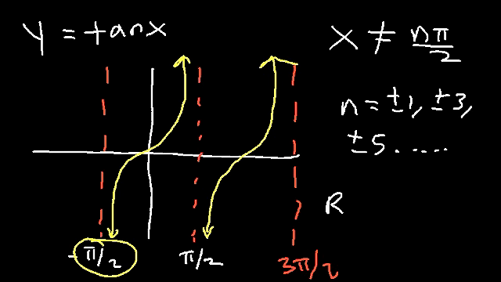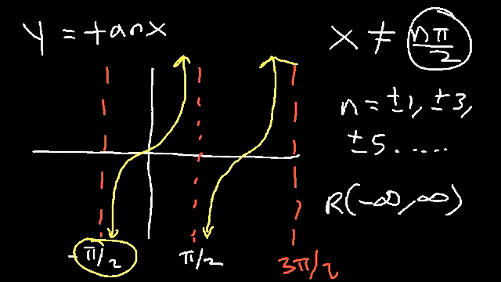The range of a tangent function is -infinity to infinity. To write the domain is quite difficult because this is going to go on forever. So x can be anything except these values.